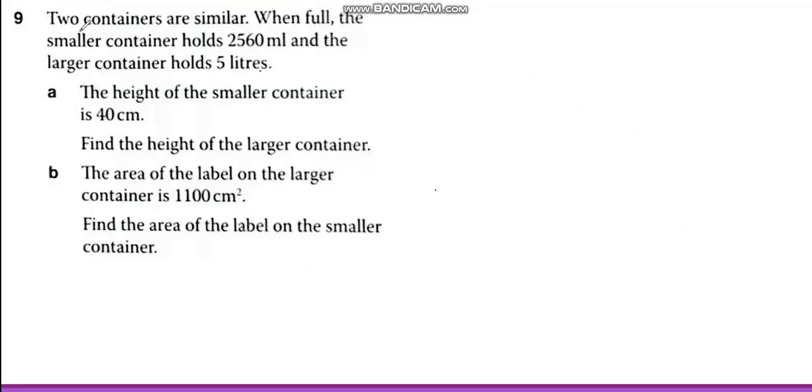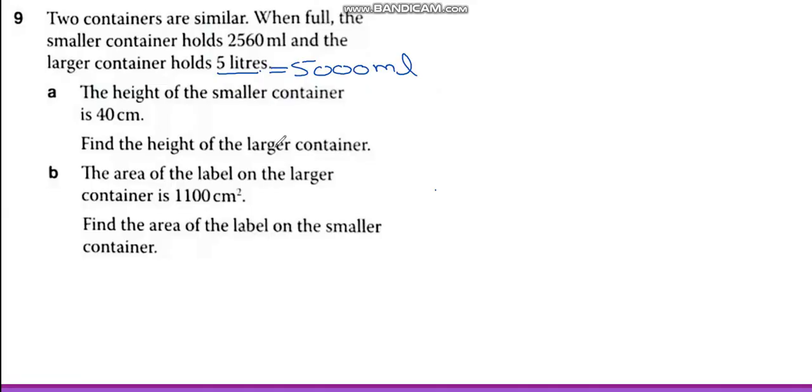In question number 9, it says two containers are similar. When full, the smaller container holds 2560 milliliters and the larger container holds 5 liters. So first we can convert liters into milliliters, because we must have the same units when we are taking the ratio. Part A says the height of the smaller container is 40 centimeters. Find the height of the larger container.